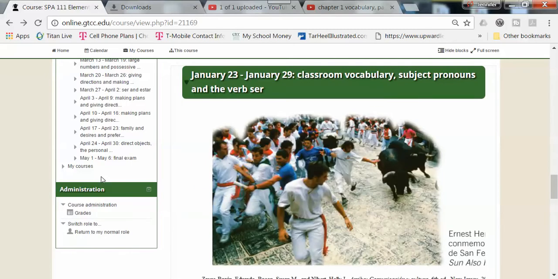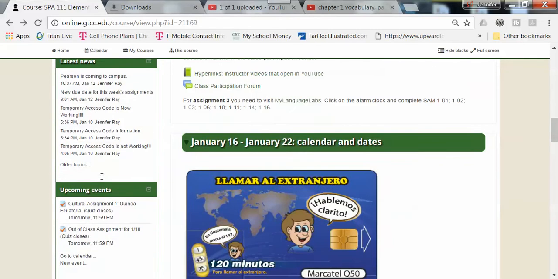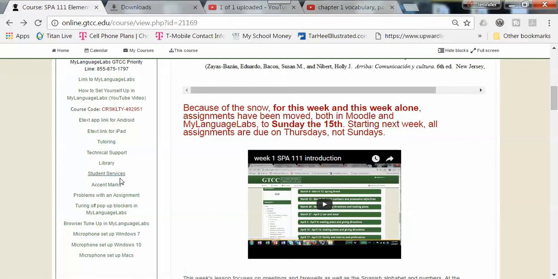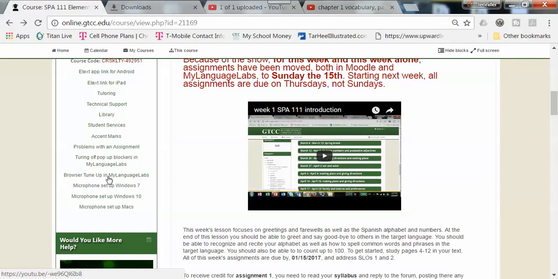Also, before you do the oral dialogue, I would suggest checking out the blocks that are on the side here. You want to make sure your pop-up blockers are turned off, your browser tune-up is done. These videos explain how to do that. And then if you're still having trouble getting your microphone to work, you'll want to look at one of these videos, depending on whether you use Windows 7, Windows 10, or you have a Mac, so that you can play around and make sure your microphone is set up.